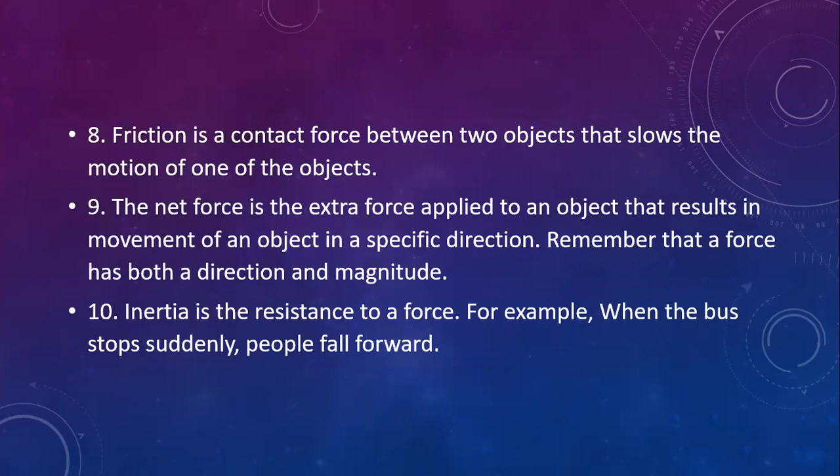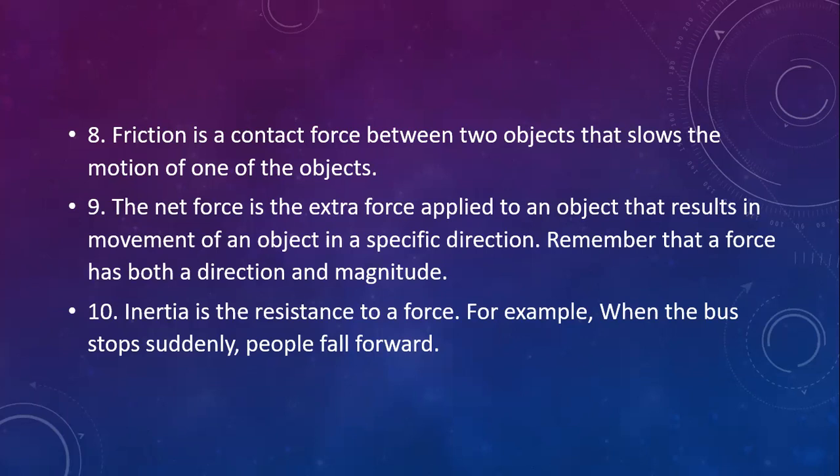All right, 8, friction. Friction is a contact force between two objects, and this causes one object to slow down and often to stop. We just talked about net force. Net force is the extra force applied to an object that results in movement of an object in a specific direction. Remember that a force has both a direction and magnitude. So you will have to solve different problems determining the net force and determining if it's balanced versus unbalanced. Remember, you need both direction and magnitude.